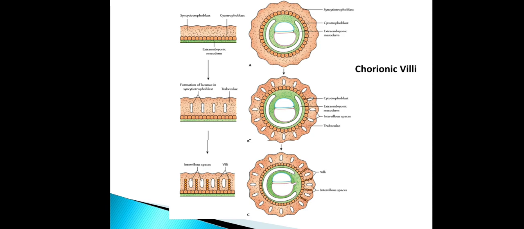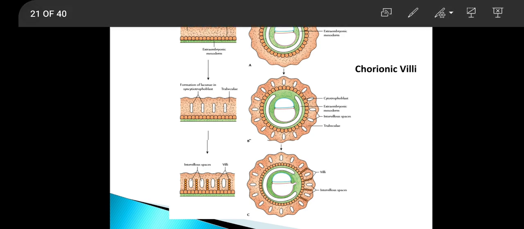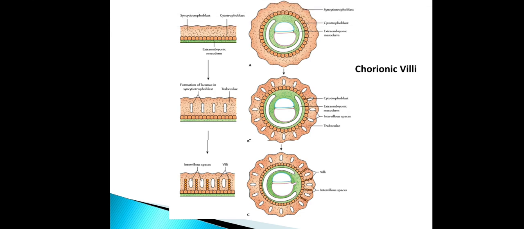Now, formation of the chorionic villi. Here the primary villi, secondary villi, and the formation of the tertiary villi will be there. The first diagram is showing the second week of the embryo. In this diagram you can see the two cavities. The upper one is the amniotic cavity and the lower one is the yolk sac cavity.